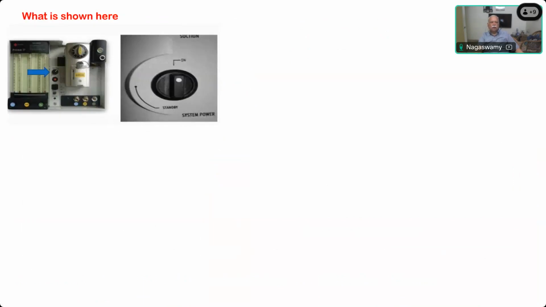And what is shown here is the modern anesthesia machine. All of you would have been using this every day. This is the pointer here, and I have highlighted that. And it is written here, system power. So that is the clue. So what is this? It is an electronic switch between the on and power. It's called the master switch to activate the working state.